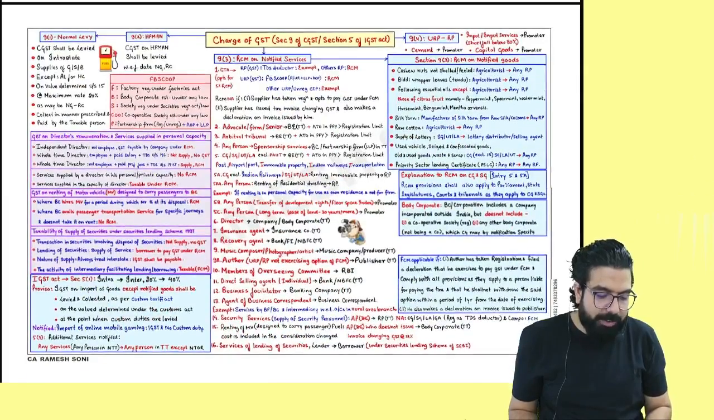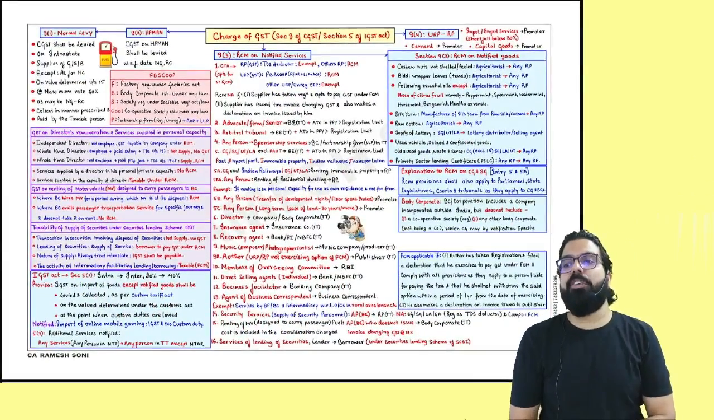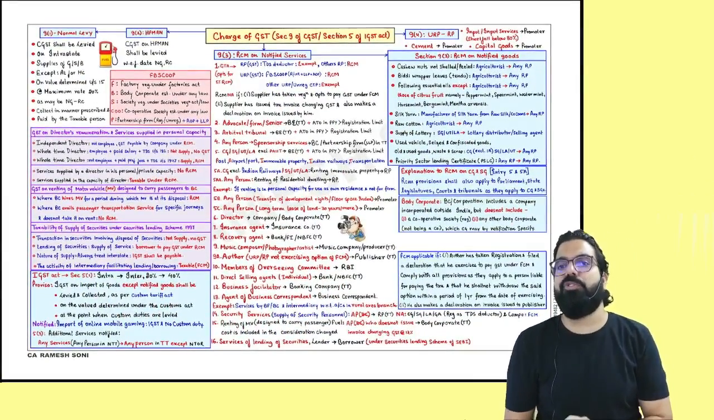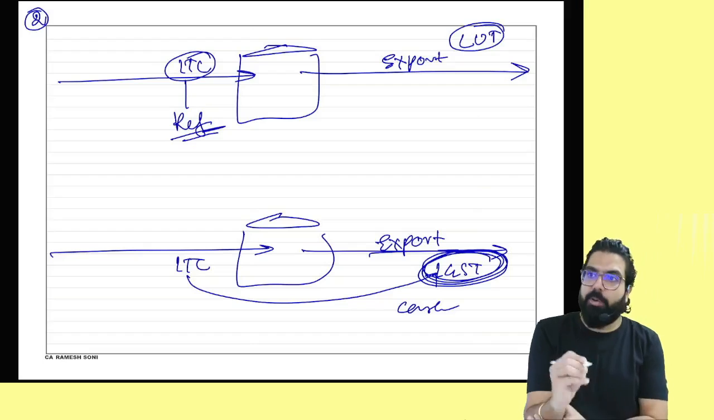Everyone over here, please come to the next chapter, charge of GST. Everyone over here.